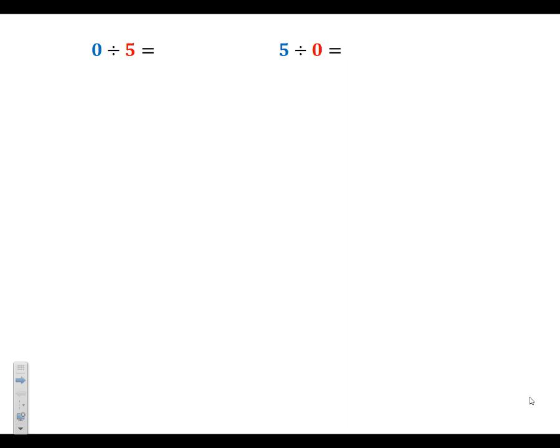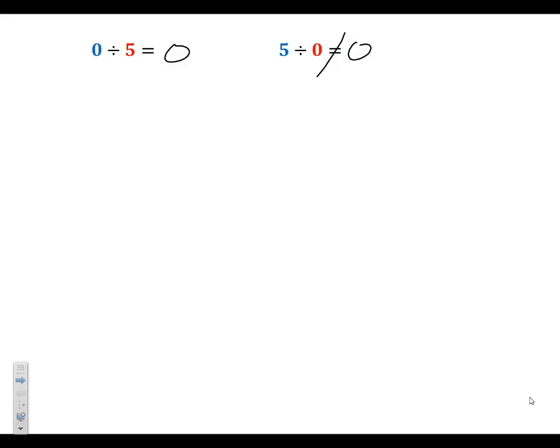You may recall in elementary school your teacher told you that 0 divided by 5 was 0. And if they told you that, they were absolutely correct. It is 0. And they also probably told you that 5 divided by 0 is 0. Well, ladies and gentlemen, that is not correct. And I'm here to show you why we don't divide by 0. And we have a different answer for that.